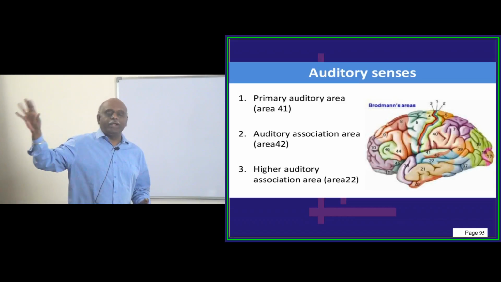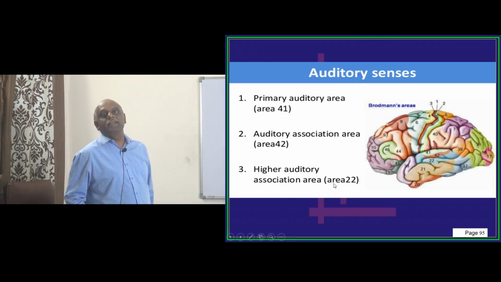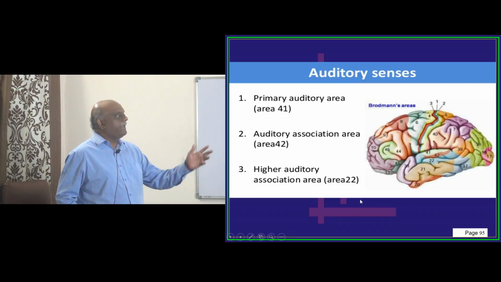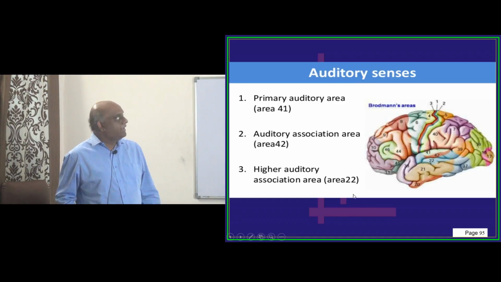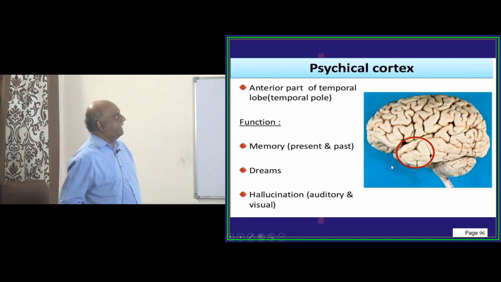So the primary auditory area is area 41, auditory association is in area 42, and higher auditory association is area 22. These are the three areas for the auditory that you have to basically remember.